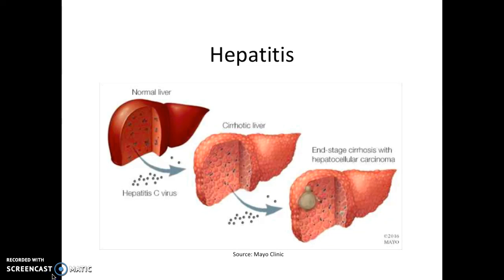Let's talk about hepatitis today. So hepatitis is a viral infection which, if chronic and untreated, causes inflammation and fibrosis to the liver, eventually resulting in cirrhosis, which can then go to end-stage cirrhosis, so more of the systemic picture, and potentially hepatocellular carcinoma.